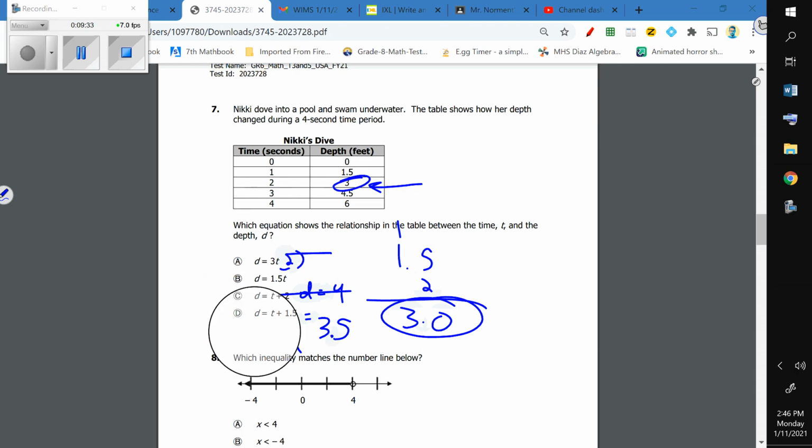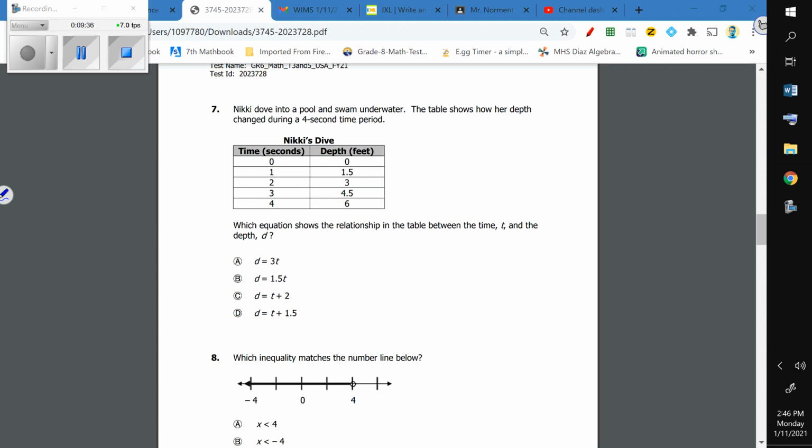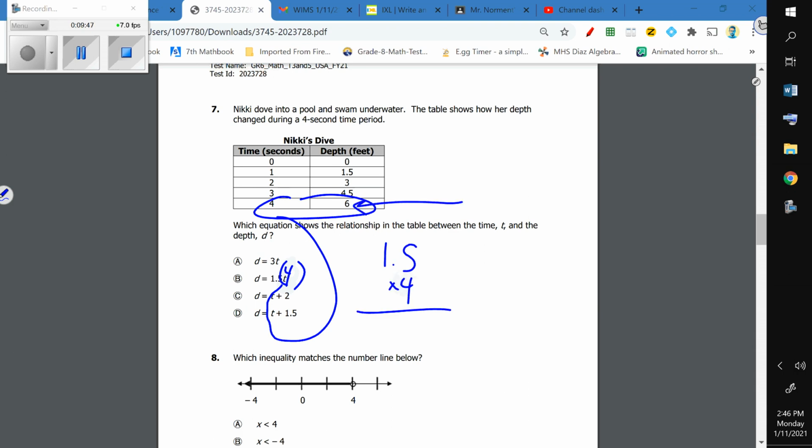And I can also prove it by doing the other. You can do the decimals if you want, but it's easier with the whole numbers. Take a 4, and we said this is the answer. So side by side, we multiply. So if I multiply 1.5 times 4, I should get that number, 6.